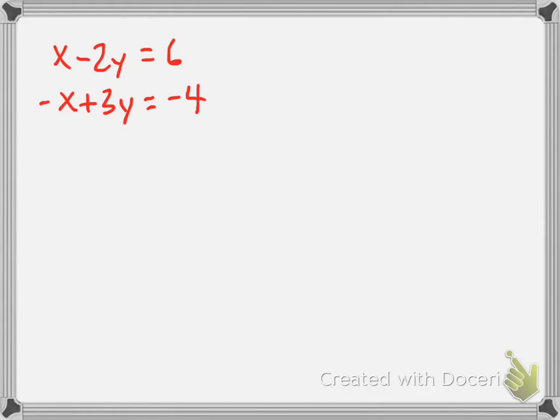Here's a tutorial for linear combination. Linear combination is also called the elimination method when you have a system of equations. The goal of doing linear combination is so that when you add and subtract up and down, one of the variables will cancel.